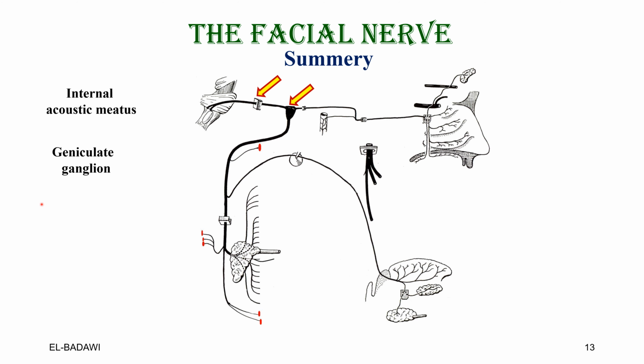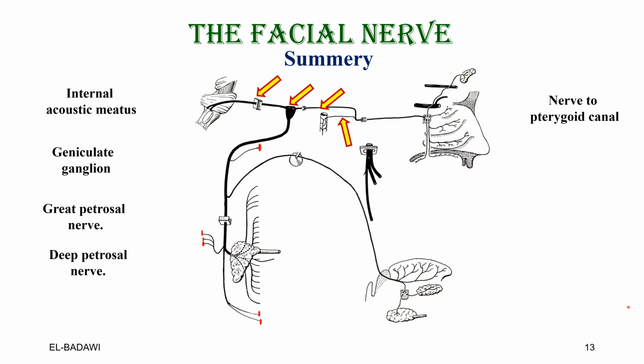Out of the ganglion will come the greater petrosal nerve, which will unite with the deep petrosal nerve, the sympathetic nerve, to form the nerve of the pterygoid canal. That is the nerve of the pterygoid canal here, which will lie in the sphenopalatine ganglion. That is the sphenopalatine ganglion over here. Then it will end by supplying the lacrimal, the nasal, the palatine, and the pharyngeal glands together with the taste fibers from the palate and the epiglottis.